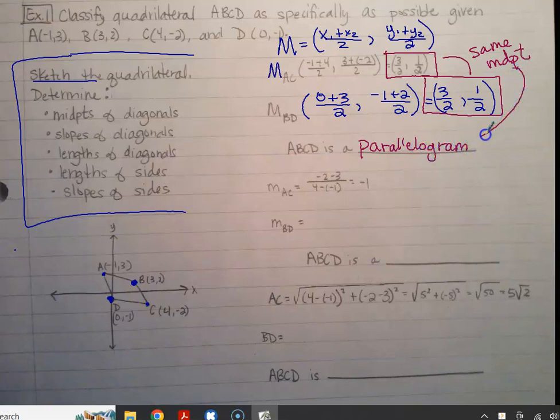I'm going to draw an arrow. Because they have the same midpoint, we know that it is one of the types of parallelogram. So we're going to go a little further and dig deeper. What does the little m stand for?